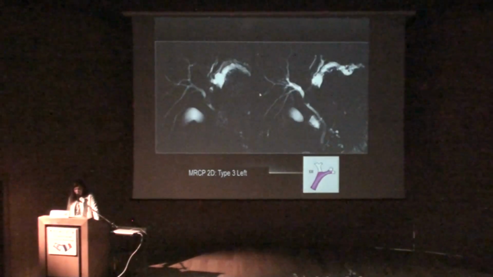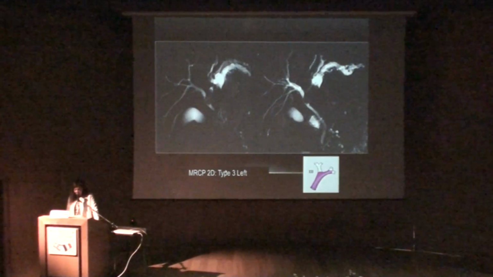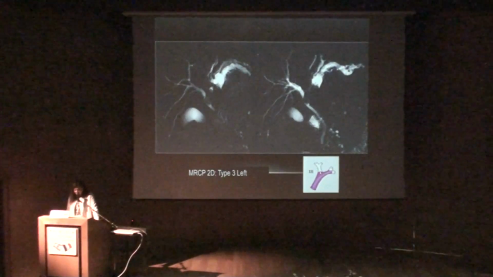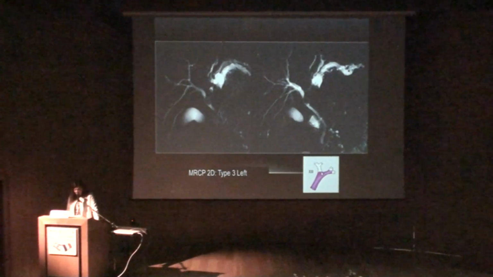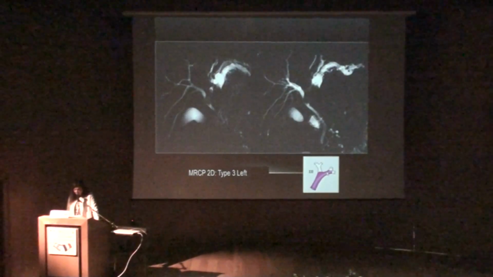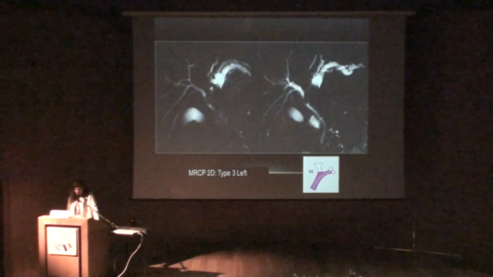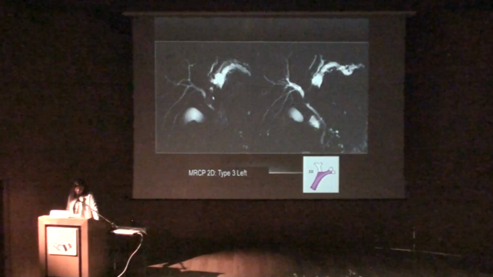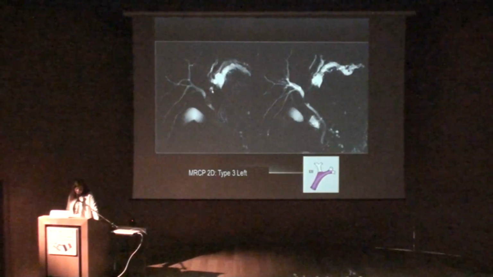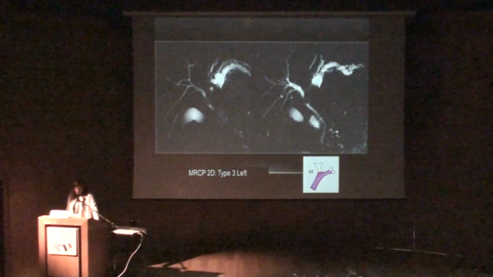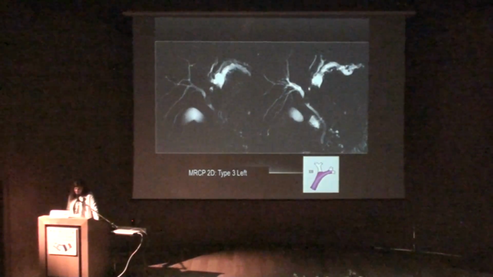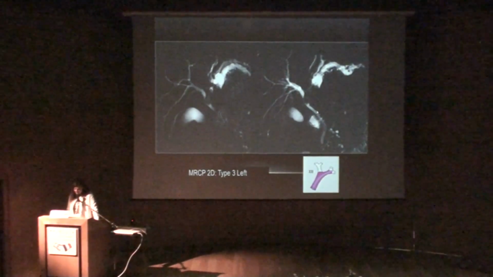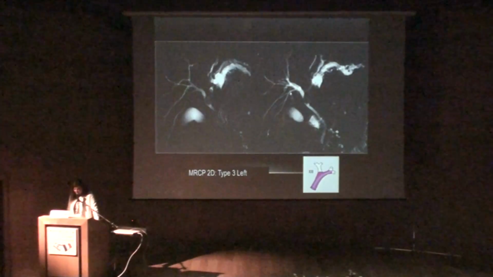More complicated is probably what is exactly a type 3. I show you here a type 3 left. Here you have the cartoon. We show you the invasion of the tumor in the left hepatic duct. And here you can see on this MRCP the bile duct dilatation, here the left hepatic duct, and inside the left hepatic duct you can see here the tumor in this image and also in this image here. The common bile duct here is okay, and there is no dilatation of the right hepatic duct.